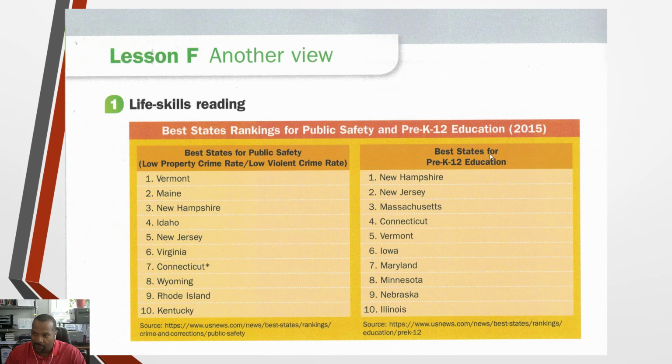In the categories for best states for pre-K through 12 education, the number one spot is New Hampshire. Number two is New Jersey. Don't believe that. Number three is Massachusetts. Number four is Connecticut. Number five is Vermont. Number six is Iowa. Number seven is Maryland. Number eight is Minnesota. Number nine is Nebraska. And number 10, the last one, is Illinois. Illinois, we don't pronounce the S. Illinois. Okay.